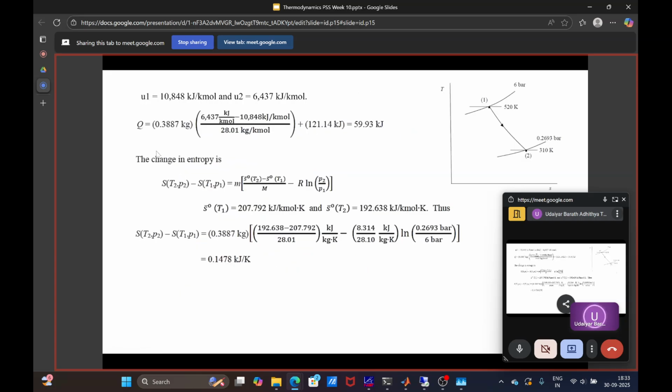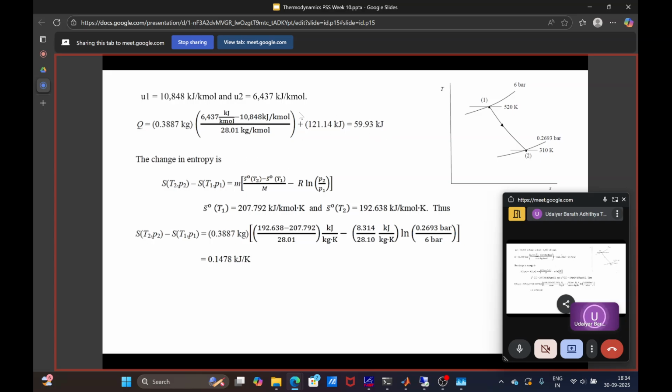So U1 is 10,848 kilojoule per kilomole, and U2 is 6,437 kilojoule per kilomole for nitrogen for the corresponding pressures and temperature, and Q comes out to be mass into change in internal energy divided by molar mass, because it's in kilojoule per kilomole, plus the work done. So that Q comes out to be 59.93 kilojoules.